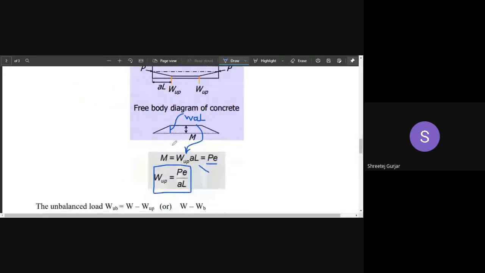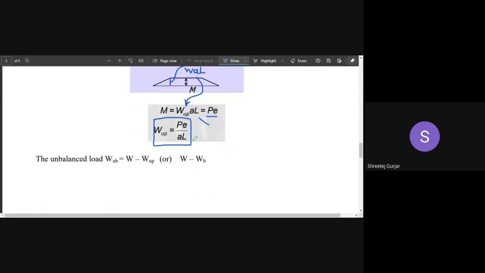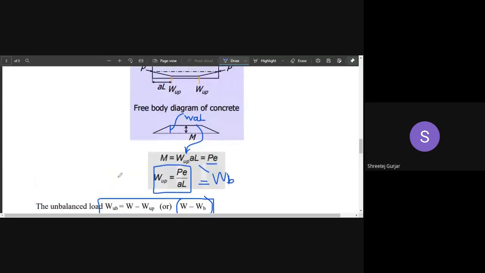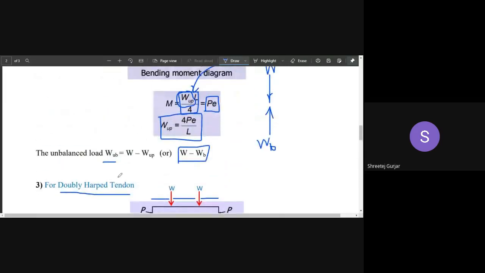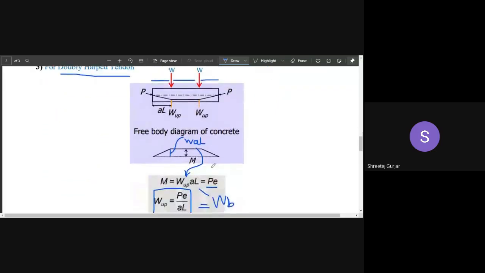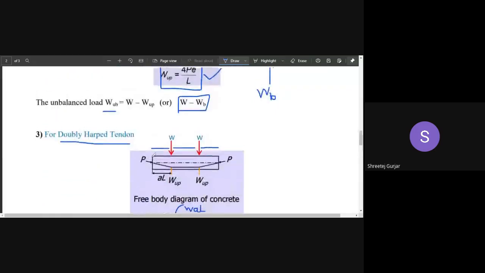So again, unbalanced force. This is our balancing force, WUP is equal to WB. So unbalanced force is equal to W minus WB. This thing is the same, no change in this. The only change is that, depending upon your loading, your formula will go on changing.